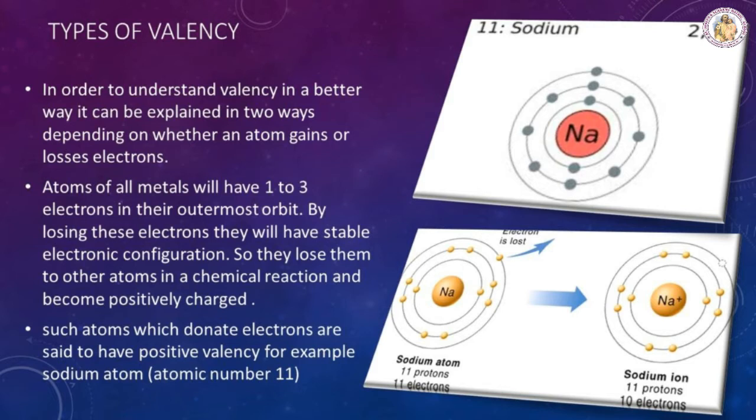Okay, there are 3 orbits. In the first orbit there are 2 electrons. In the second orbit there are 8 electrons. And in the third orbit there is only 1 electron. If the sodium loses 1 electron, it will become more stable.